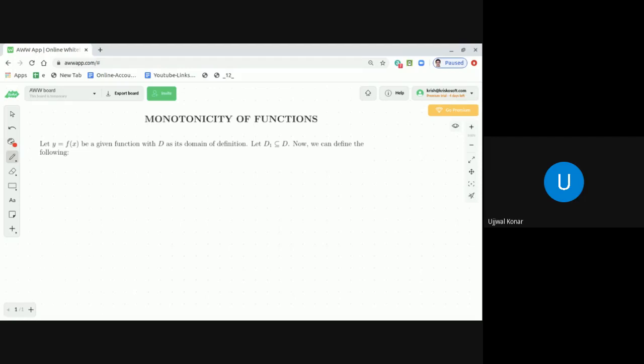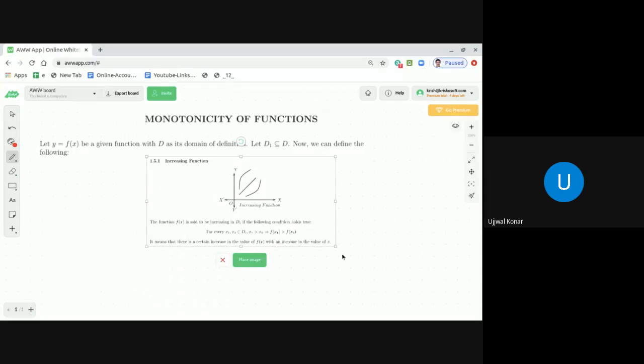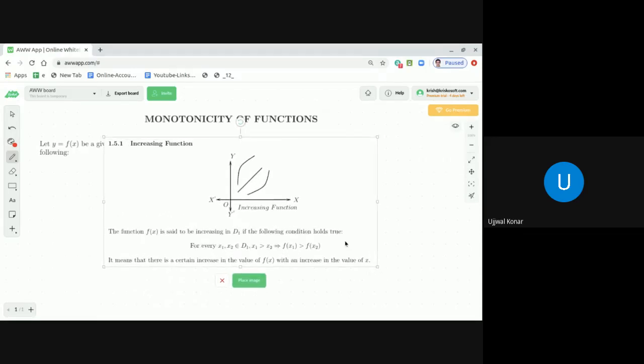Now we are going to define a few things. What is the first thing we are going to define? We are going to define an increasing function. Okay, what is an increasing function? Let's look into it. First let us understand what is an increasing function. Look into this one. Okay, so this is a portion from the study material.